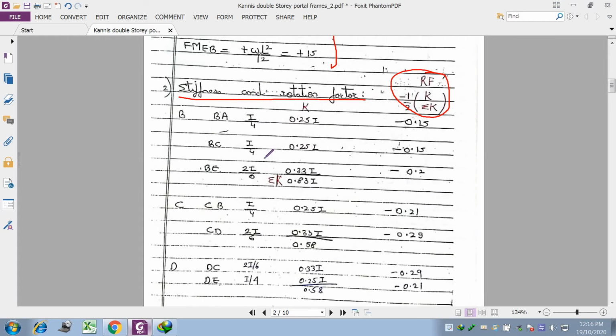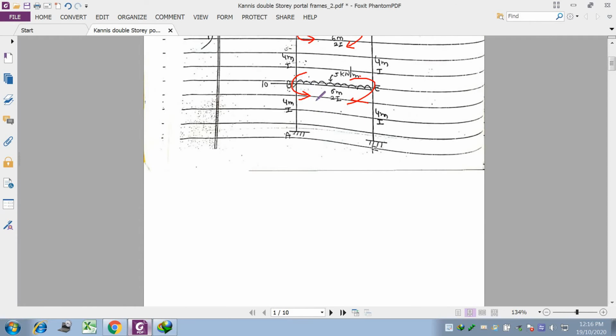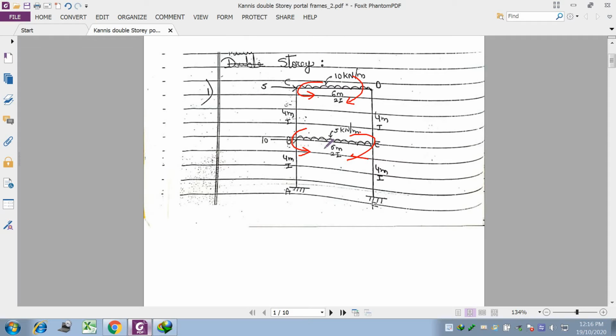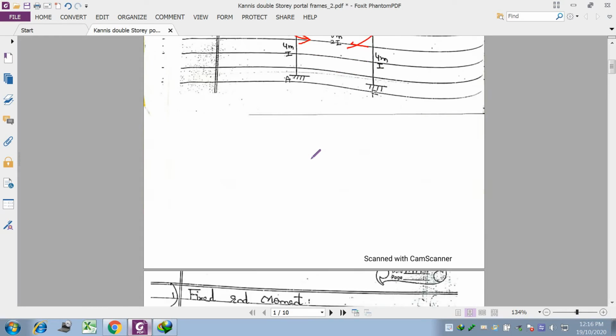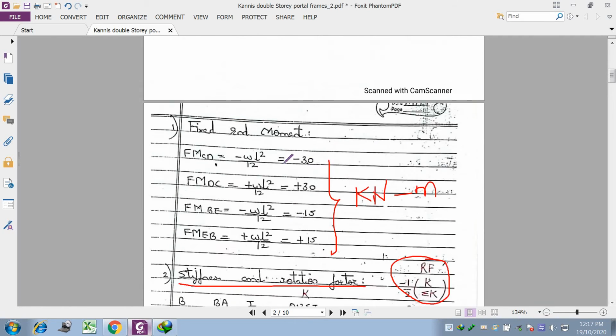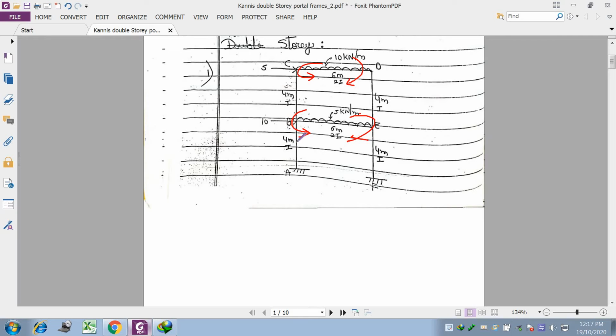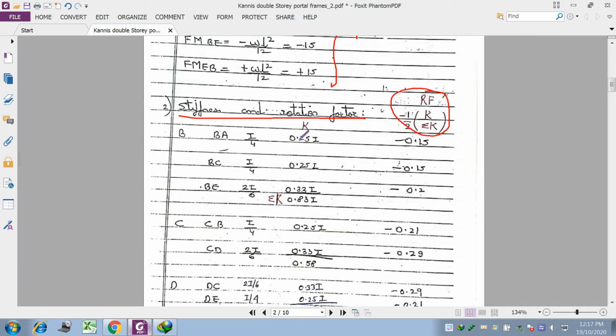For this case, the stiffness will be I by L. If you see your portal frame carefully, you can see that the members which are connected with each other are all rigidly fixed, and the supports are also fixed. So therefore the formula for the stiffness will be by default I by L. Here we have to use the I factor very carefully while calculating the stiffness. So BA equals I by L. I is already there, then 4 is the length, so I by 4, therefore K will be equal to 0.25 I, then BC and BE.